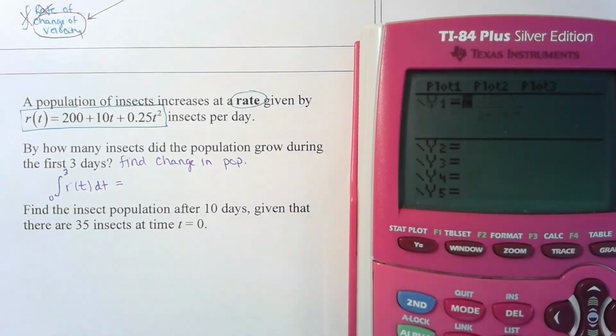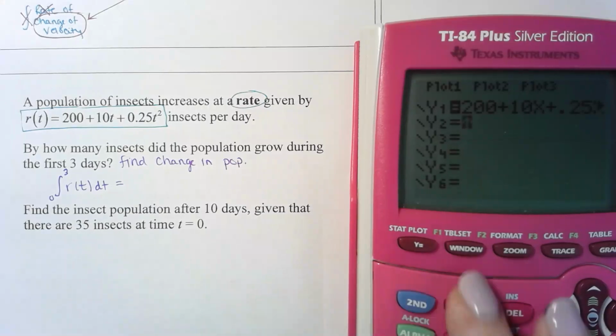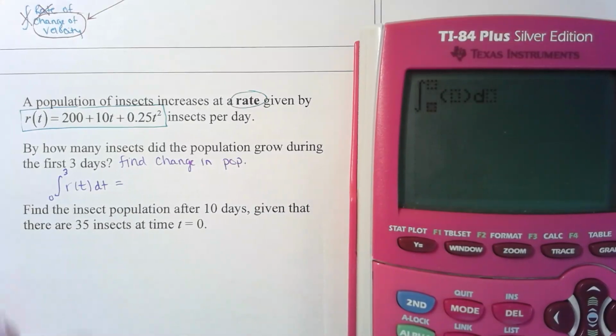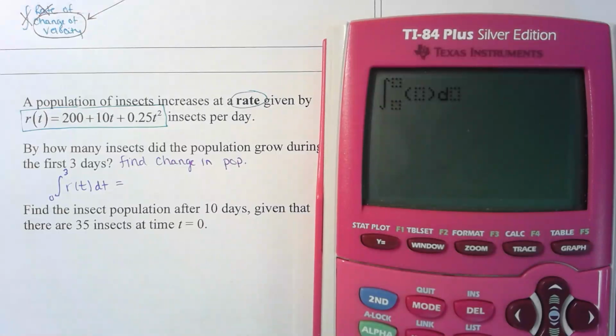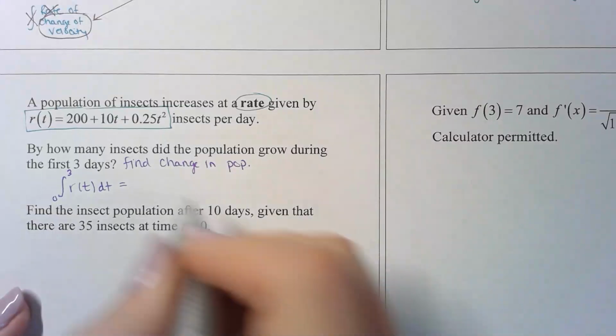So I see I have two questions about this particular function. So I'm going to take this function and put it into my y1 just to save a little bit of time later. Perfect. So I'm just going to hit Math 9. I know that's kind of dark. I'm going to integrate from 0 to 3, my function that's in y1, dx. And so my population grew by 647 1/4.